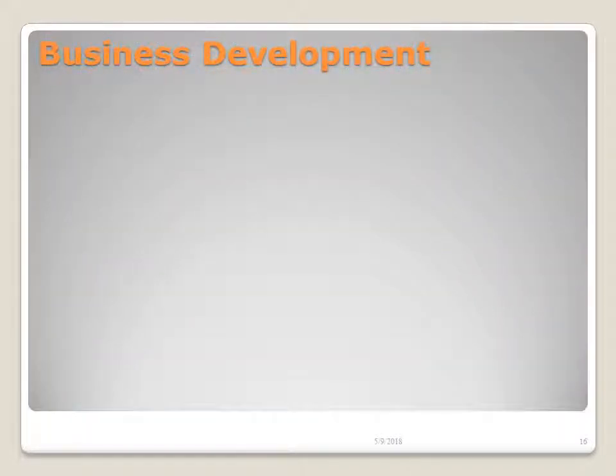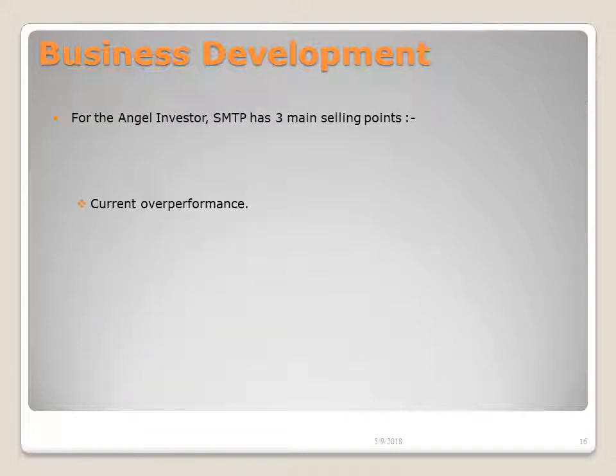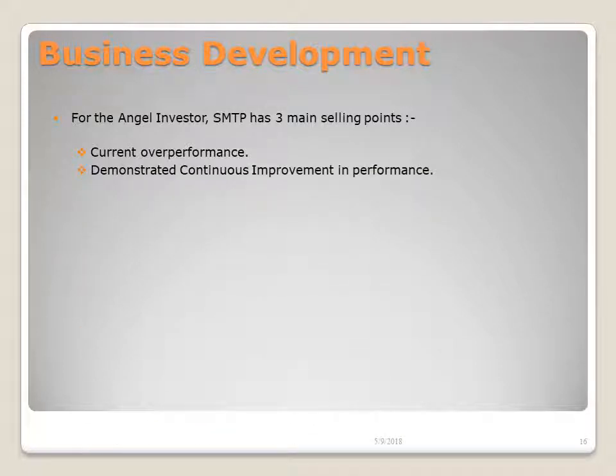The trading process has 3 main selling points. Current overperformance. Now greater than 12% versus the S&P 500 year to date, and 50% since inception. Continuous performance improvement. Improvement projects are delivering even better returns. Flexibility. Modular software design gives flexibility to test many types of algorithm, including those identified by the angel investor.